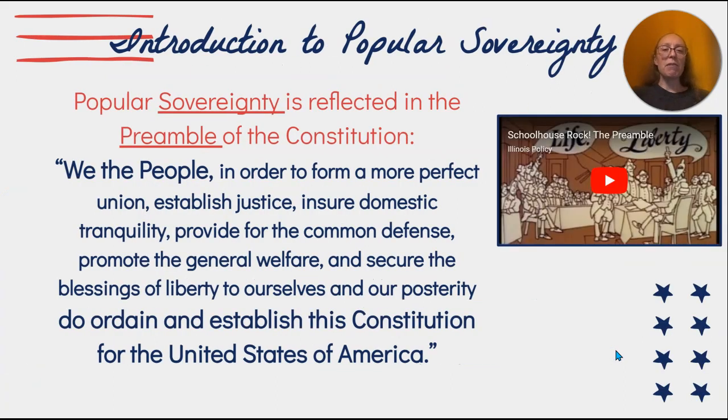Popular sovereignty is reflected in the preamble to the Constitution, where it says, "We the people," all this other stuff, "do ordain and establish this Constitution for the United States of America." The people are the ones who are creating this Constitution, creating the government. The people are the ones in charge. That's the idea of popular sovereignty.